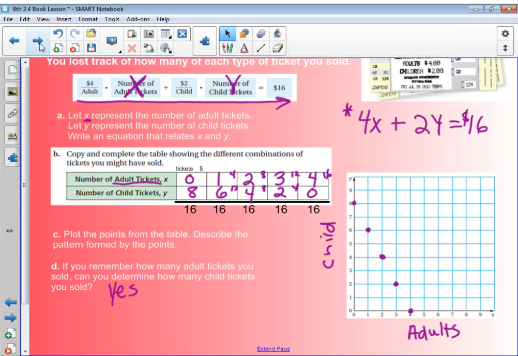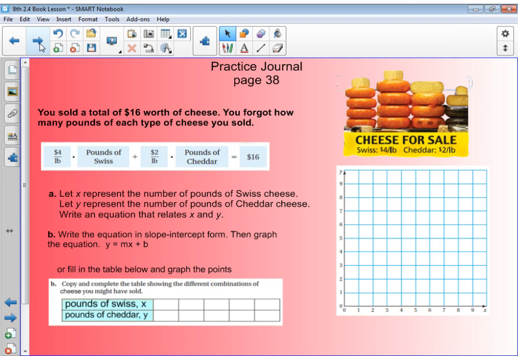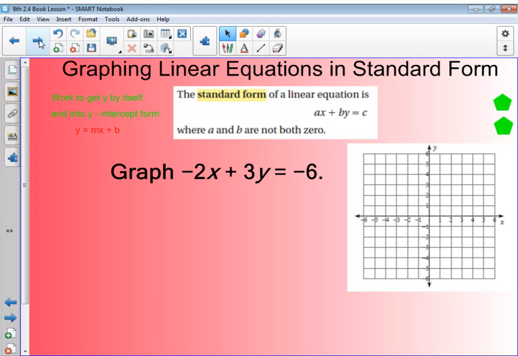Okay, there is a second scenario for you to work on your own on page 38 of your practice journal. So you can go through and work through that and then come see my answer key and you can check yours off of mine. But we're gonna go ahead and move on to the second part of working with standard equations. And that's just where they're gonna actually give us the equation. They're not gonna give us a story problem to work with. And they're gonna ask us to graph that equation.